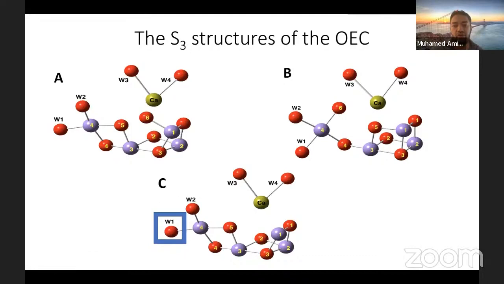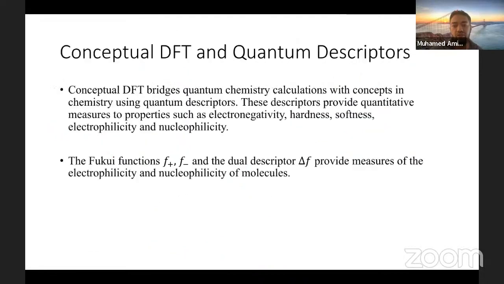So what we do here is try to evaluate this, because this is the state that precedes the formation of the O2 bond at the end of the catalytic cycle. So we expect some reactivity. We expect the oxygen to be reactive. So how do we evaluate the reactivity of this oxygen?